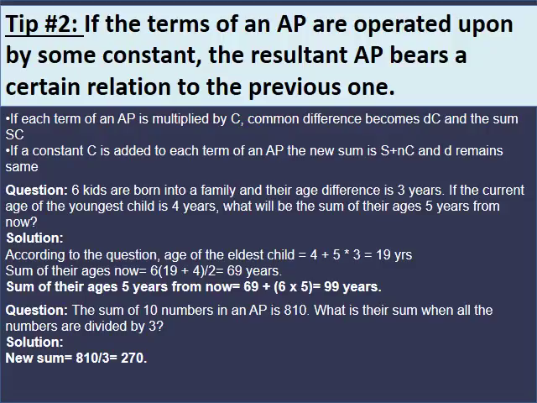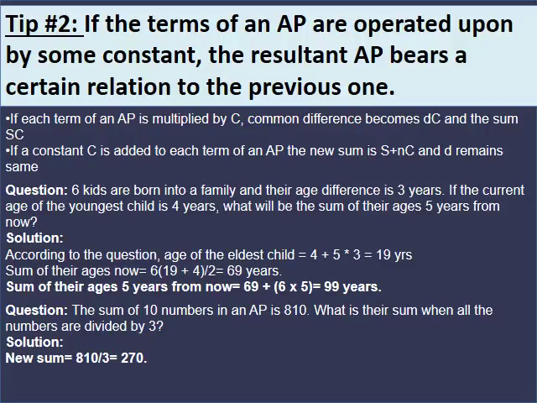According to the question, the age of the eldest child is equal to 4 + 5 x 3, which is equal to 19 years. The sum of their ages now is equal to 6(19 + 4)/2, which is equal to 69 years. The sum of their ages 5 years from now is equal to 69 + 6 x 5, which is equal to 99 years. Question number 2.